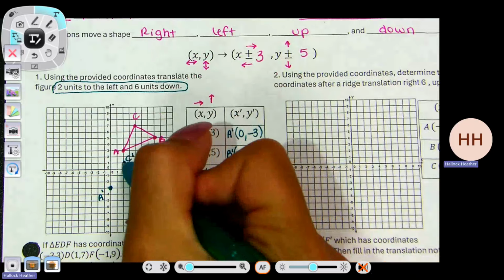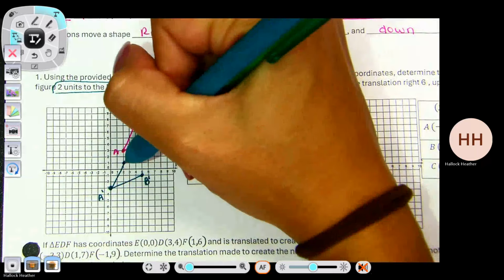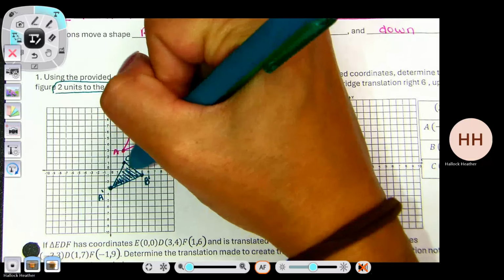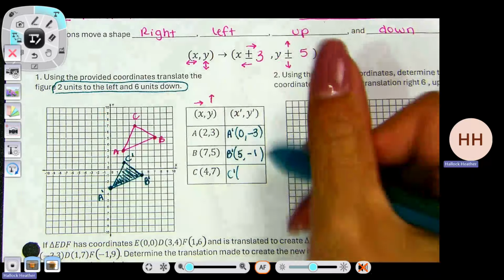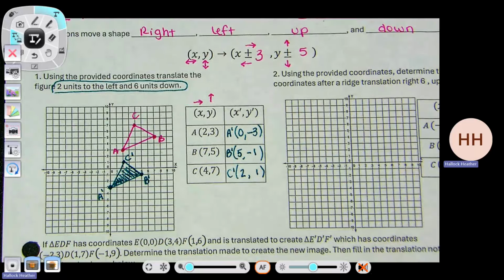And then I'm going to connect them. And I like to color mine in, so that way I know where it ended. So the new C is at 2, 1. And that's all we're doing for today. So you're going to have an image and then you're just moving it and writing out the coordinate points.